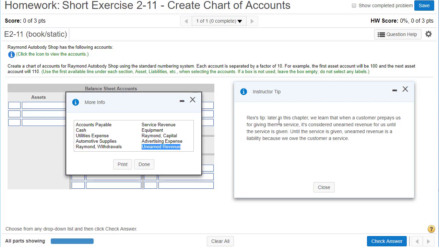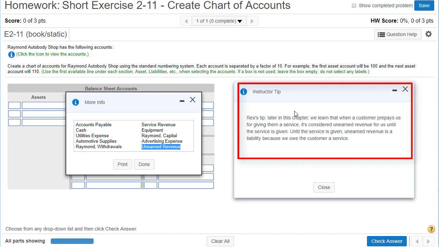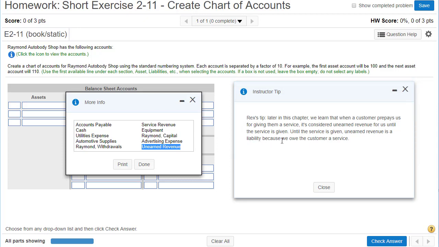So here's my tip. Later in this chapter, we learn that when a customer prepays us for giving them a service, it's considered unearned revenue for us until the service is given. Until the service is given, unearned revenue is a liability because we owe the customer a service. So for now, just remember that unearned revenue is a liability. Why is it a liability? Because someone has paid us ahead of time, but we've not provided them the service, so we owe them something. We owe them the service.